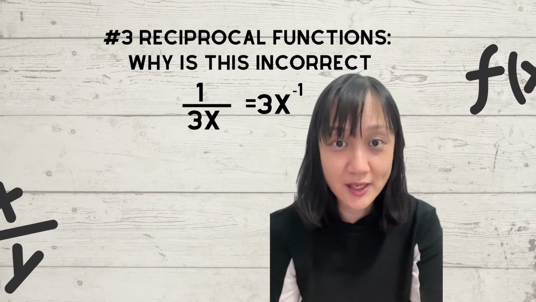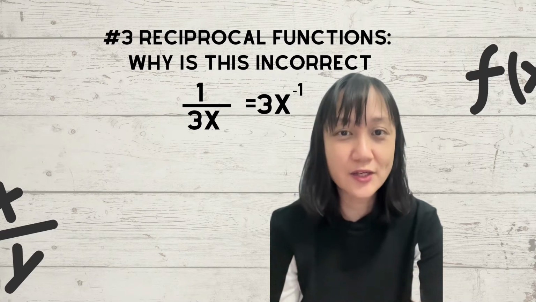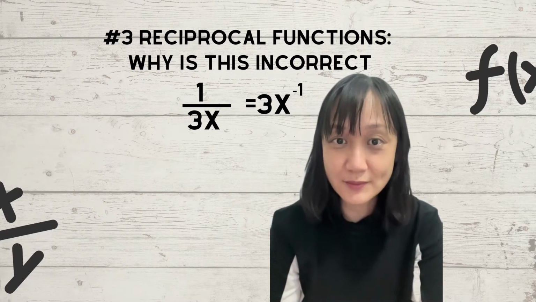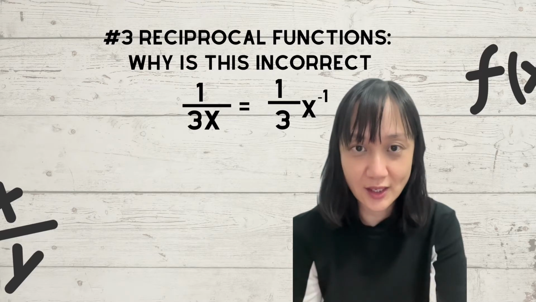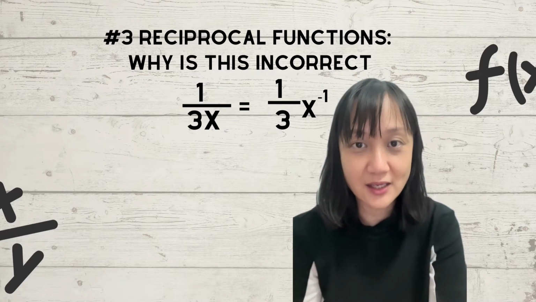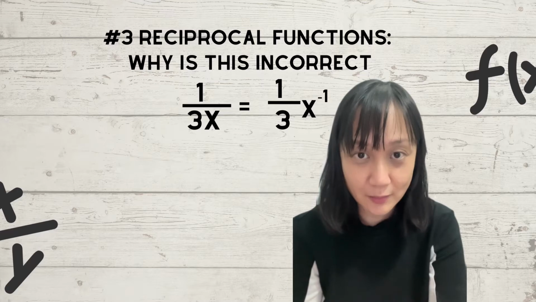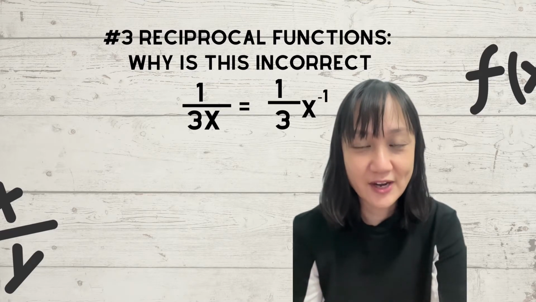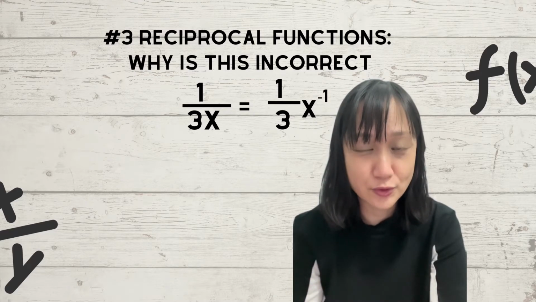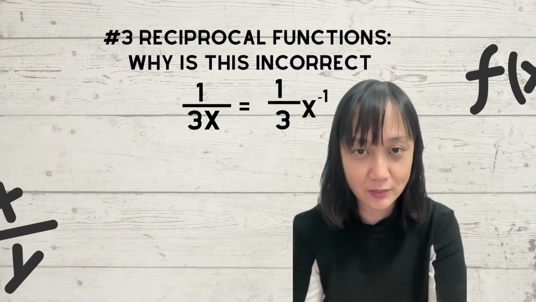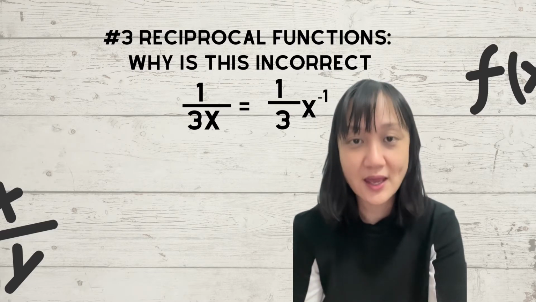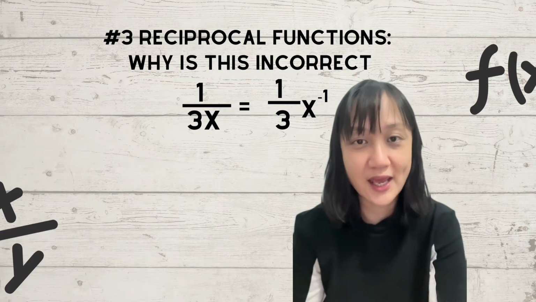The last common mistake involves reciprocal functions. Say you have 1 over 3x. A lot of times students think that the answer is 3x to the power of negative 1. When you have 1 over 3x, both the 3 and the x are raised to the power of negative 1 when you move it up. So you cannot raise x to the power of negative 1 and leave 3 without the power. That will be incorrect. So a better way is just to leave the 3 as a denominator and move the x upwards. Hence, the final result is 1/3 x to the power of negative 1.